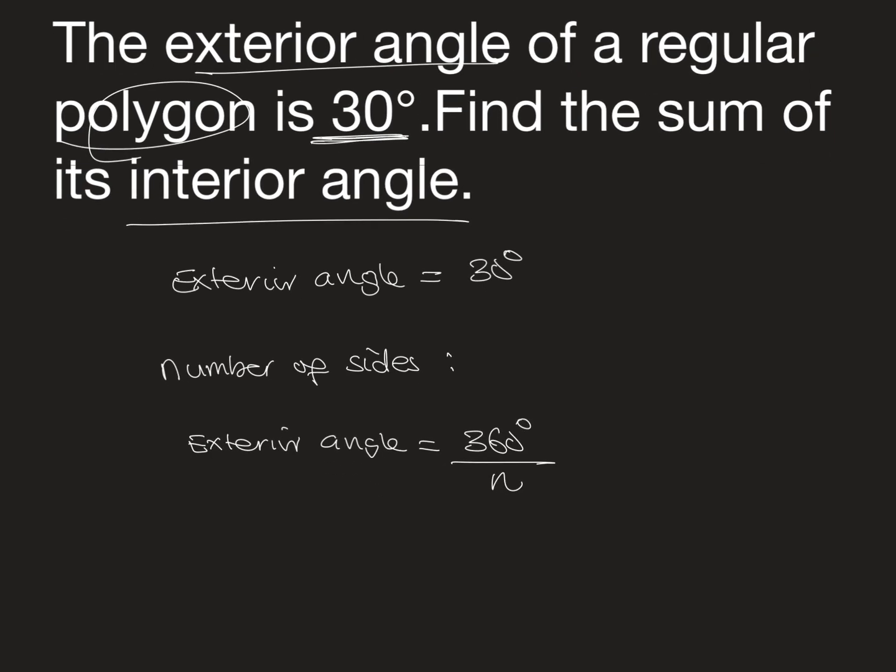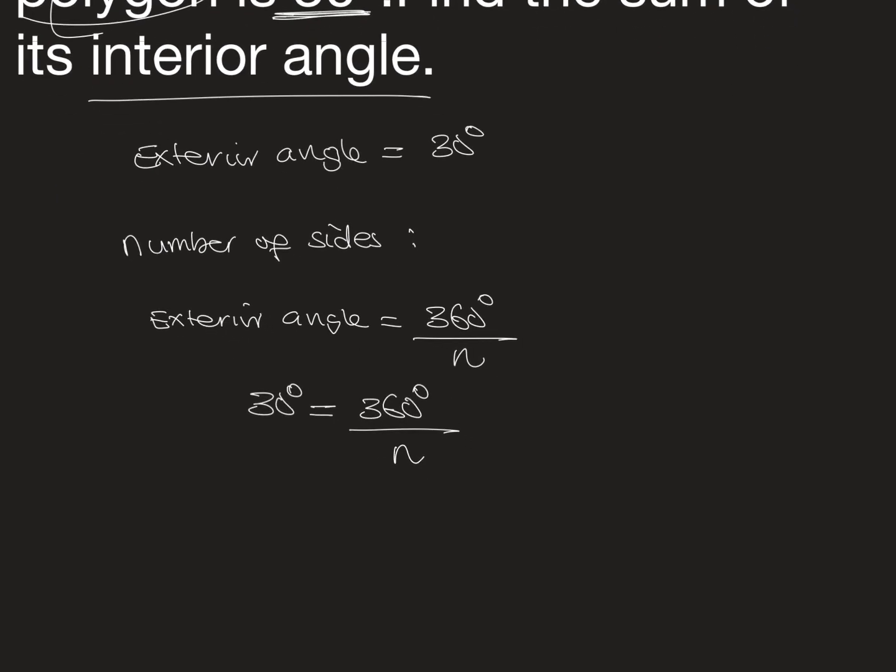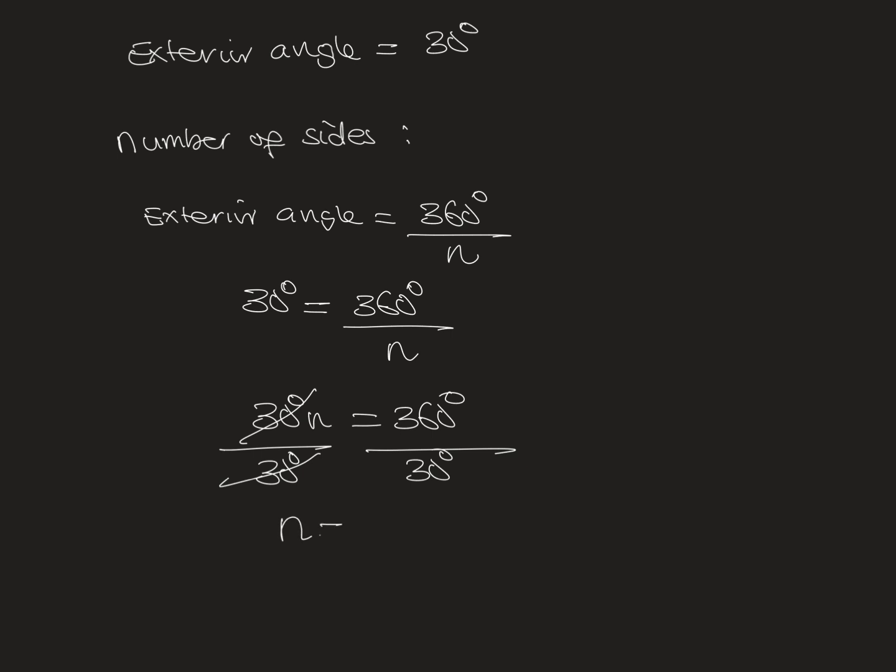So what is the exterior angle? It is 30 degrees. This is equal to 360 degrees divided by n. If I cross multiply, I will have 30 degrees n is equal to 360 degrees. To find n, divide both sides by 30 degrees. So the number of sides is 360 divided by 30, which is 12. So the number of sides is 12 sides.